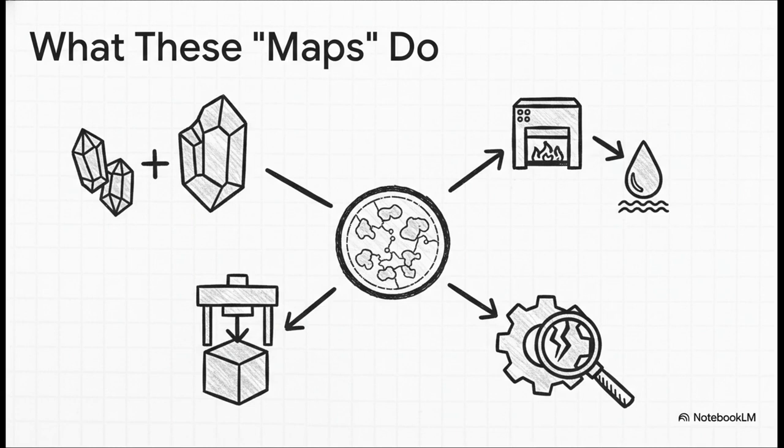So why do we care so much about these maps? Well, because they are incredibly practical tools for making decisions. They let us cook up brand new alloys for very specific jobs. They let us design super precise heat treatments to get the exact properties we're after, and they help us figure out how to shape a part without it cracking. They even help us troubleshoot why a component might have failed out in the real world.